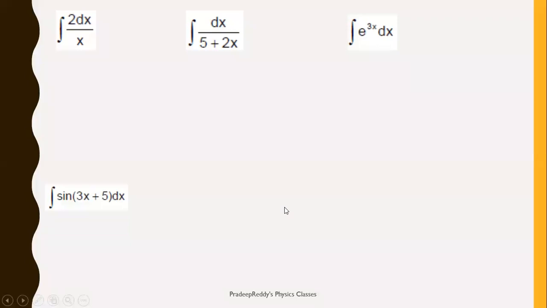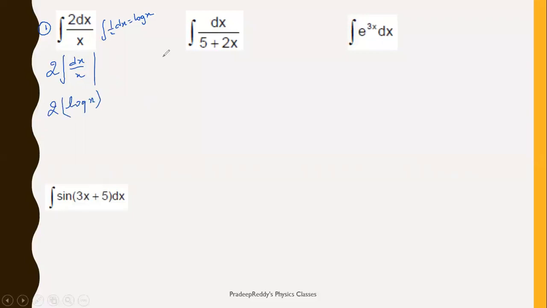We have a few more examples based on integration. This first one is integration 2 dx by x. 2 is a constant, you can just bring it out: 2 times integration dx divided by x, and we have the relation that integration 1 by x dx is equal to log x. So this gives you 2 into log x. That is the final answer.